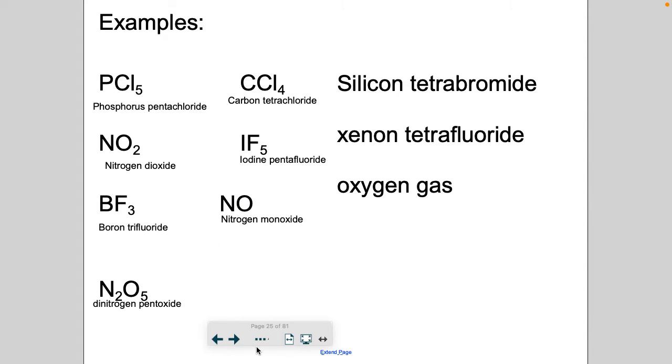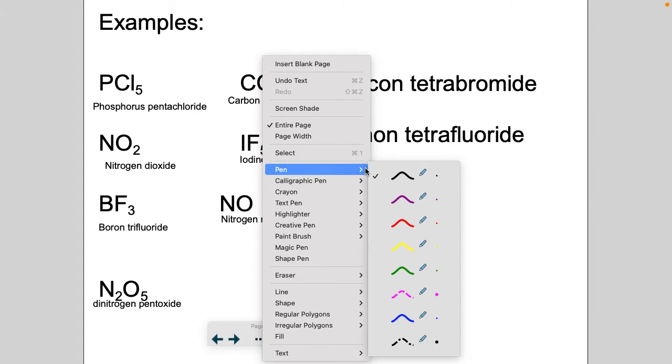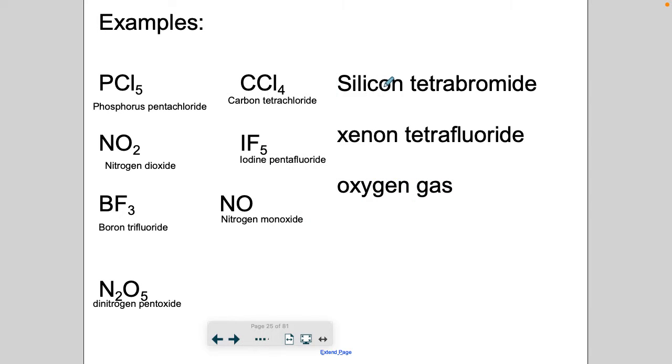Okay, over here, we have to give the formula. Let's see if we can go backwards. Silicon, what's the symbol for silicon? Look on the periodic table, it's Si. And then tetrabromide. So what's bromide? Bromide is bromine, that's Br. And how many bromines do I have? Tetra, which means 4.